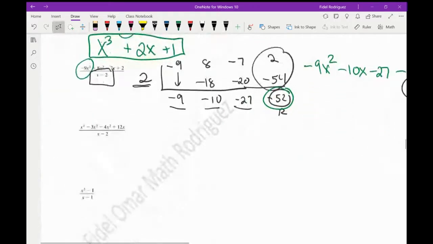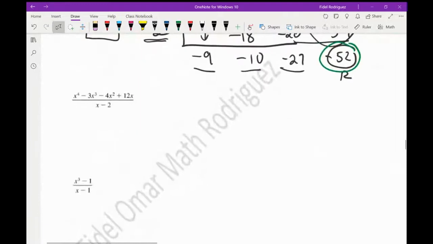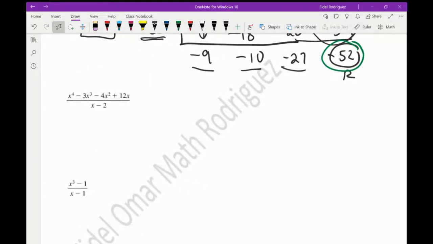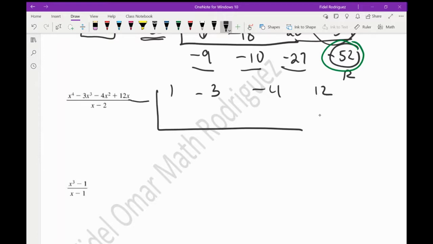So let me try another one. We got 2 more like this. Again, we'll do the same idea here. 1, -3, -4, +12. I want y'all to notice something. Do you see how there's no number that doesn't have an x? Like there's no +5 or -3 at the end? That really means that the number at the end, y'all, is 0. Okay? And then we're going to do the same thing we did before. We're going to take this number and change the sign, +2. Okay?